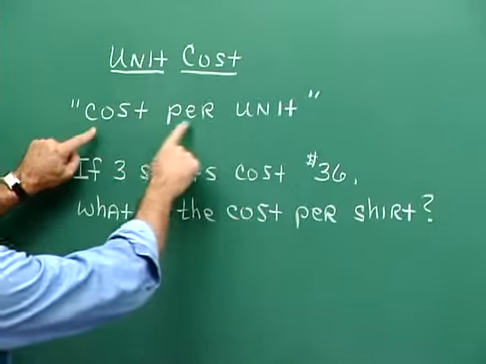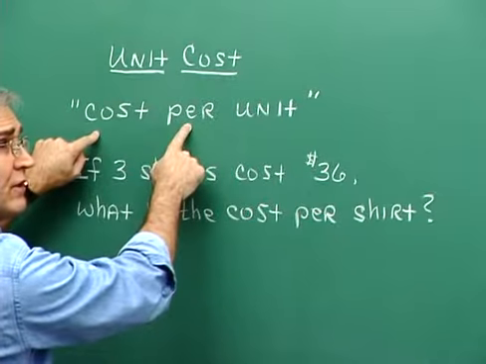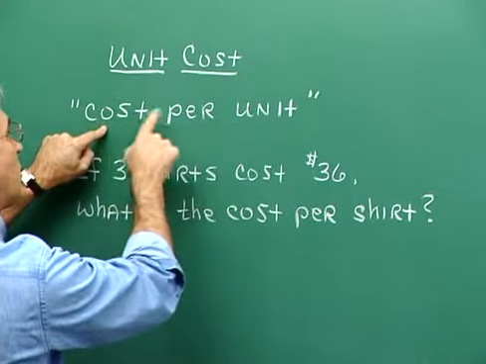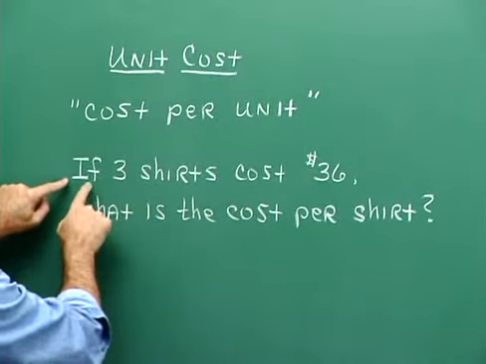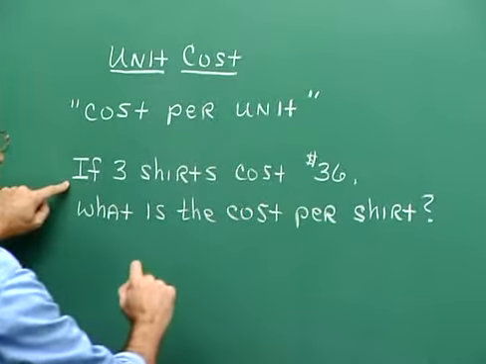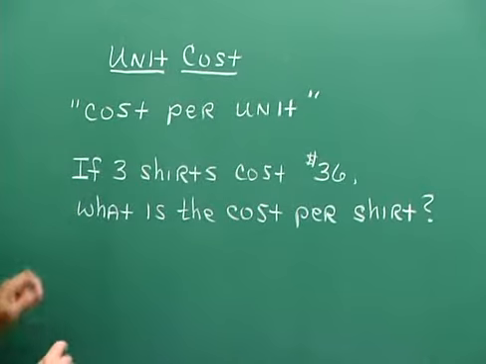It is the cost per unit. Cost per unit. And the per idea, remember, refers to division. So we're going to take a cost and we're going to divide by some number of units. Consider this problem. If 3 shirts cost $36, what is the cost per shirt?